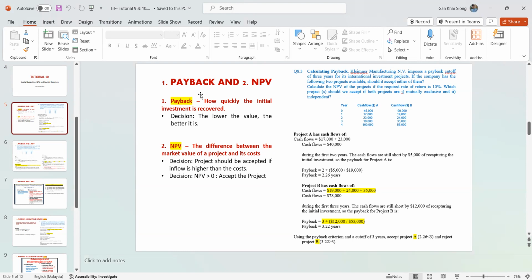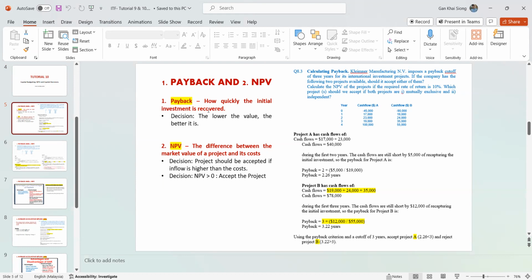Payback period basically says that we want to see how quickly we can recover the cost back from the investment itself. So how quickly the initial investment is recovered. The lower the payback value, that means what? The shorter the time that you need to cover back all the costs that you have pumped in for the investments. So of course, the lower, the better.